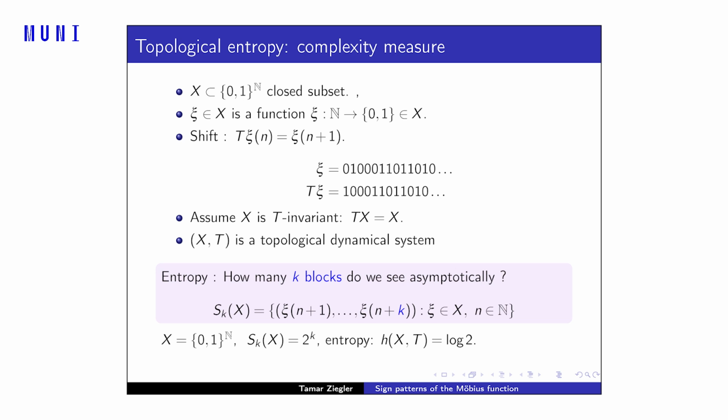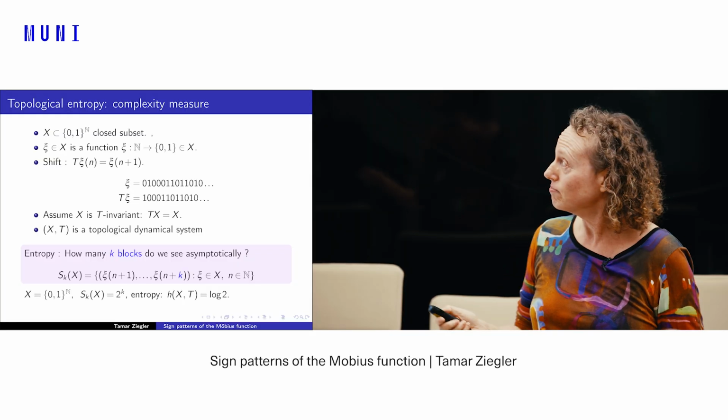Okay, so here are two extreme examples. Suppose X was the full sequence space, {0,1}^N. Okay, then if I fix a block of size k, I see all possible sequences. Then s_k(X) is 2^k, and my entropy is log of that. Okay?